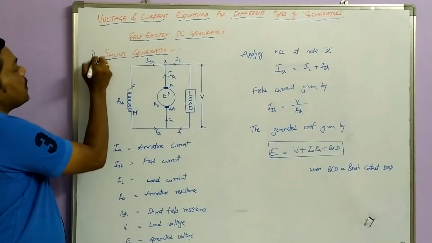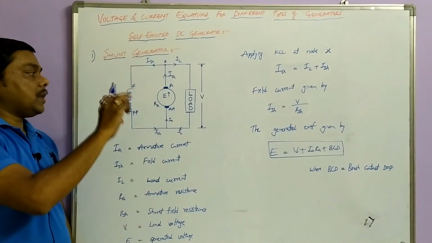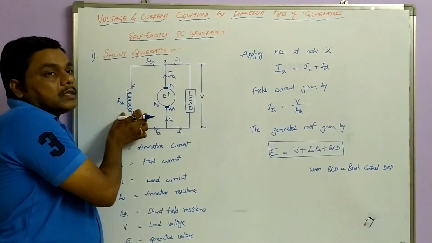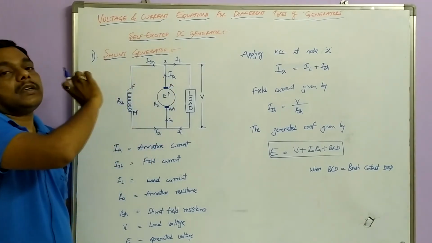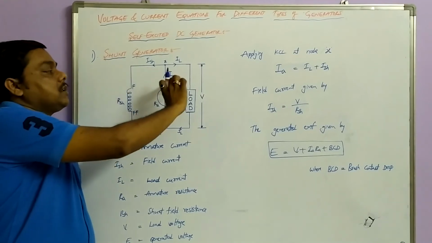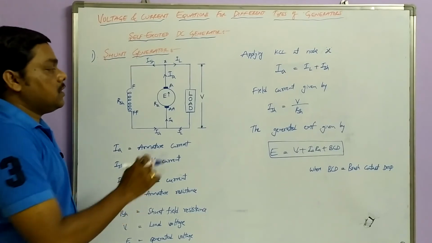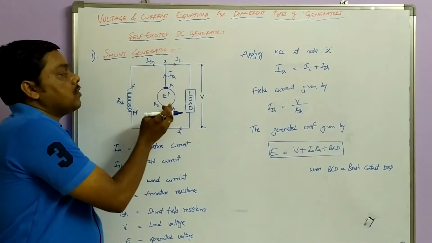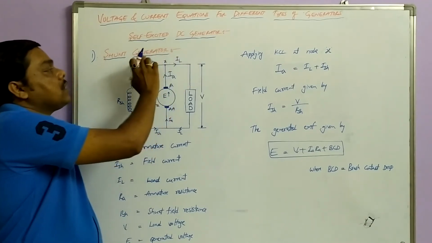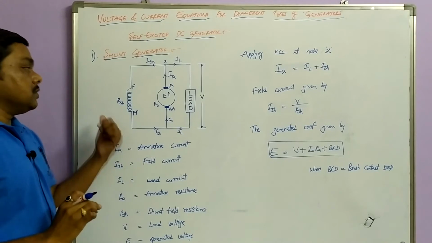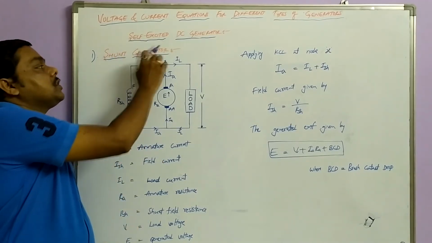So what is meant by shunt generator? Shunt is nothing but parallel. If the field winding is connected parallel to the armature, then it is called a shunt generator, and the load is connected across the armature. The EMF generated will deliver the armature current, so this armature current supplies the load current as well as the field current. This type of generator is called the shunt generator.